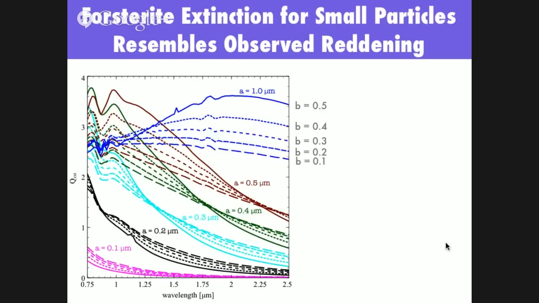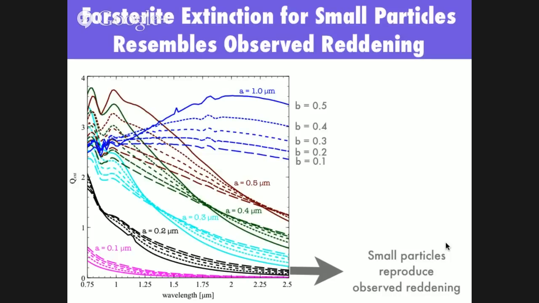So it shows extinction curves for straight grains as a function of wavelength according to the Mie theory. And from this plot, we can visually conclude that the small particles reproduce the observed reddening. This shape for the small particles resembles the observed reddening.